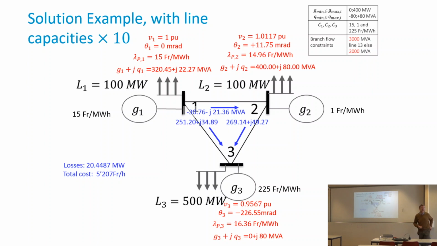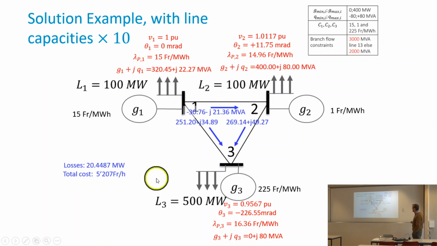Yes? The marginal costs are nearly the same, like 2 francs difference for all generators. The marginal costs are very different. Here the marginal cost is 15. It was much more before. Here the marginal cost is also 15, close to 15. It was 1 before. And here the marginal cost is 16, close to 15. It was 230 before. So the marginal costs are radically different.